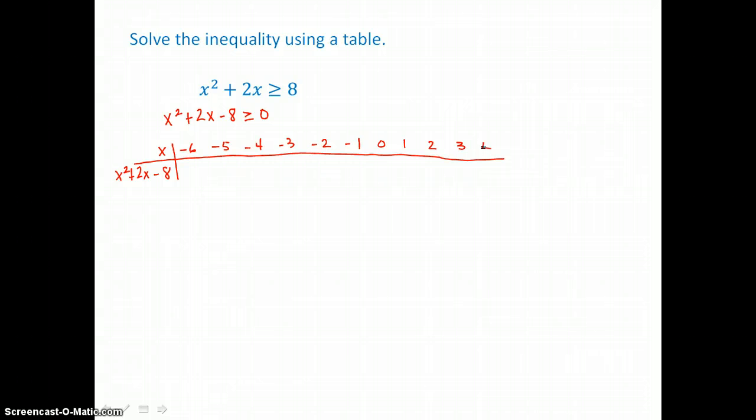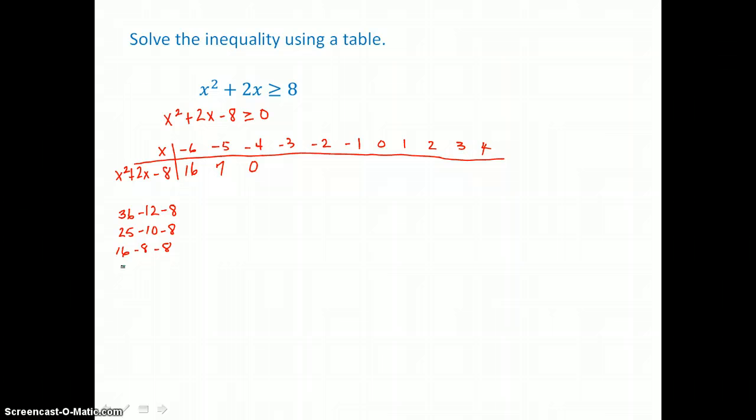And I'll find those output values. I'll put -6 into the quadratic. -6 squared is 36. -6 times 2 is -12 minus 8. So I have -20 plus 36, that's 16. Now -5 squared is 25. -5 times 2 is -10 minus 8. So that looks like 7. -4 squared is 16. -4 times 2 is -8. Minus 8, I'm getting 0.